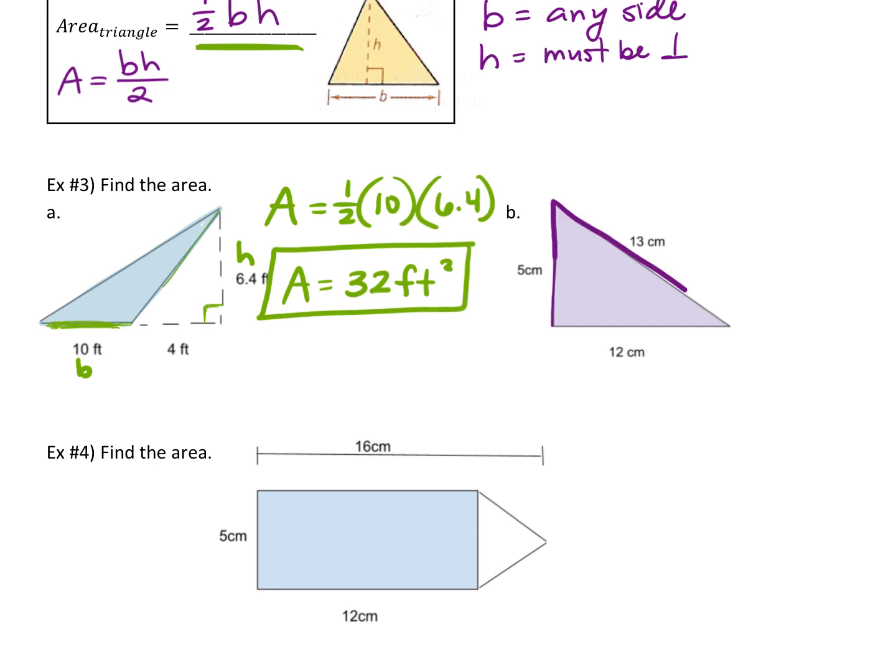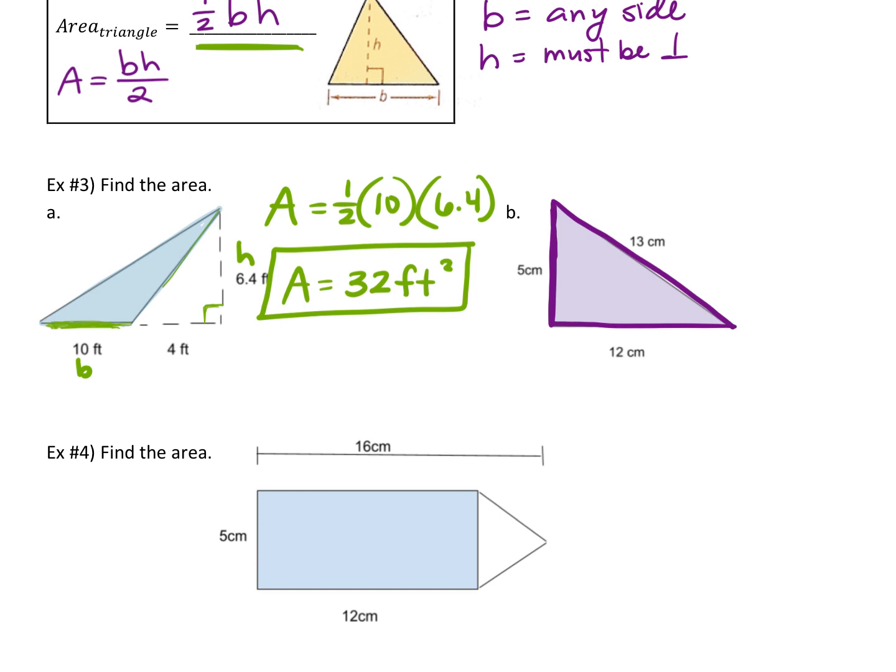We want the area of this triangle. Now, we said your area is 1/2 BH. What numbers could be B right now? Any of them. Any side of your triangle can be your B. But your height has to be what?